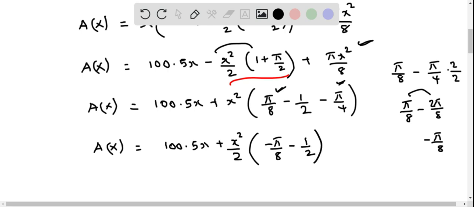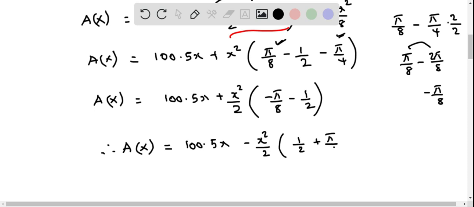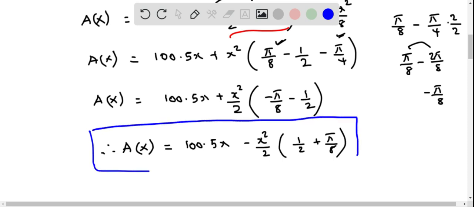Once again, we can simplify this by factoring out the negative. So I can write this area function as 100.5x minus, I'm just factoring out only the negative, so this becomes negative x squared by 2 times 1 by 2 plus pi by 8. I just wrote this in a different order, it doesn't matter. And so this completes our step 2. That is, we have written the area equation of the coral.